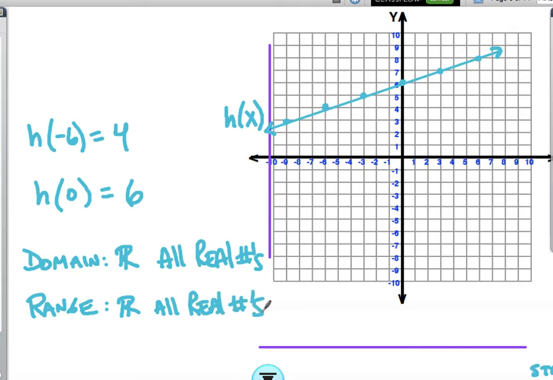Again, if you're trying to type into a Google form, I don't believe you're going to be able to find that symbol, so just type in all real numbers.